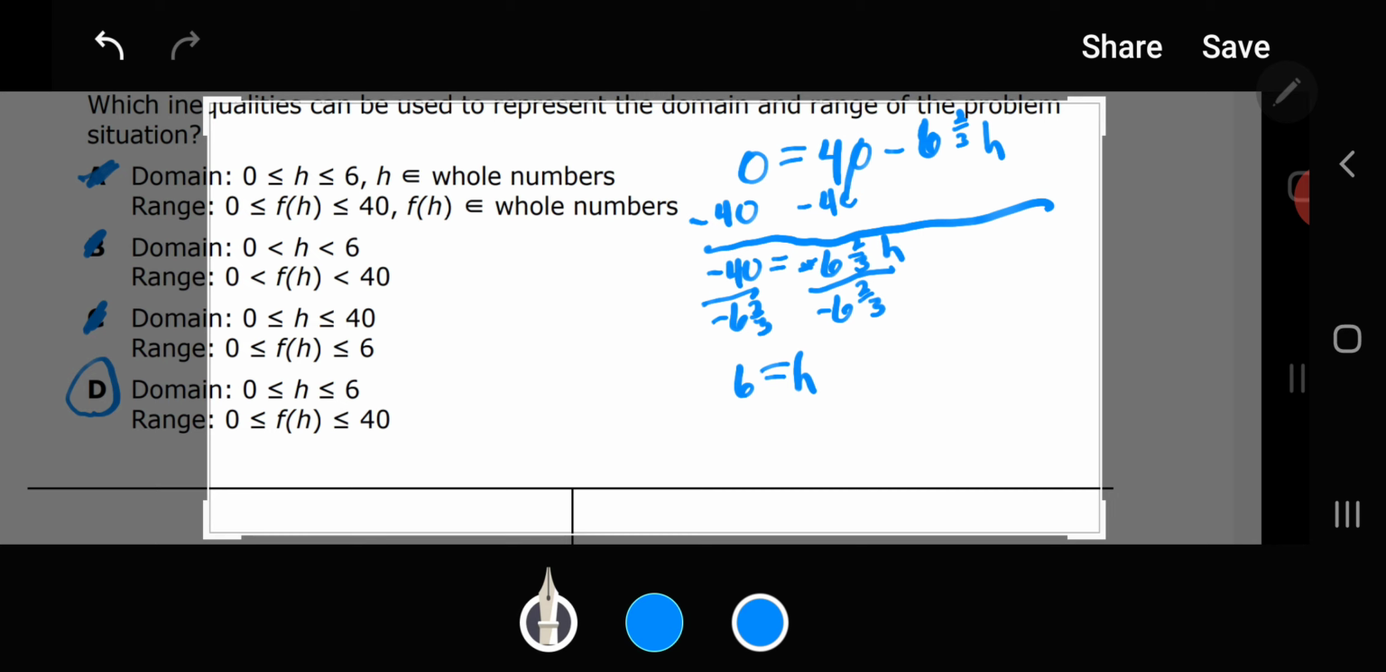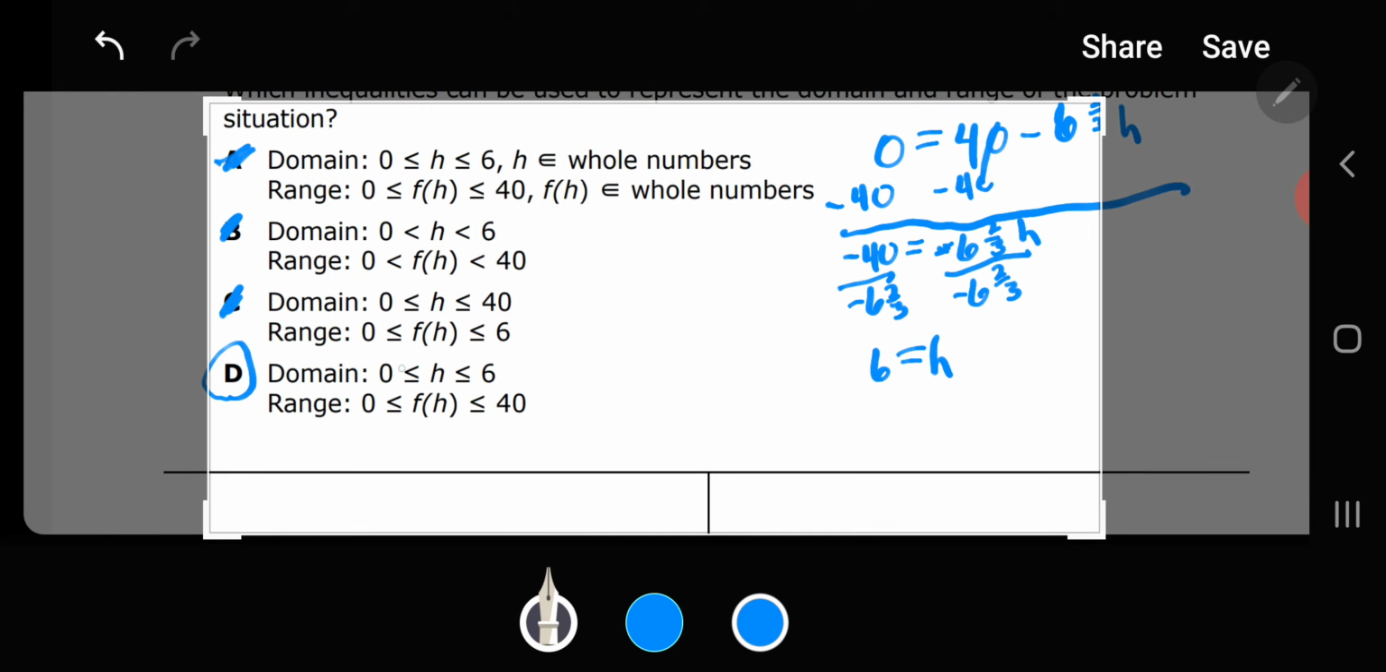And once again, our domain member can be like half an hour or a third of an hour or even a tenth of an hour. So we can be all these real numbers. So it does make sense that our hours are greater than or equal to 0, but less than or equal to 6.